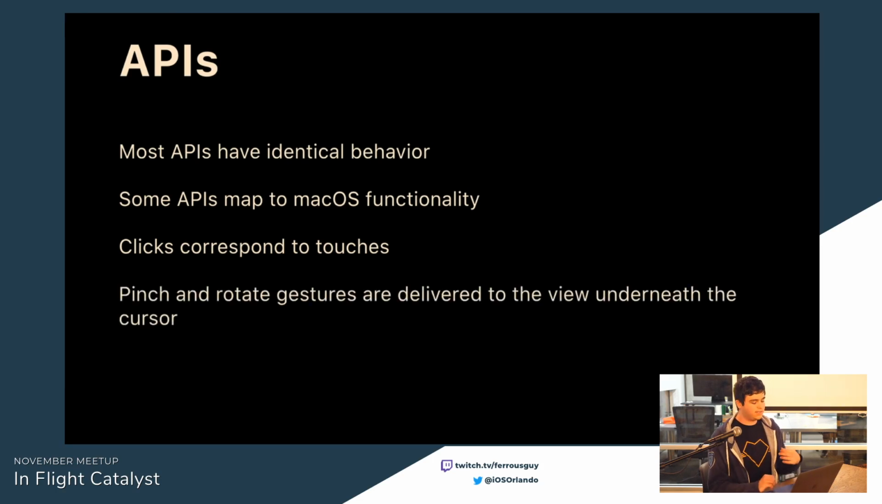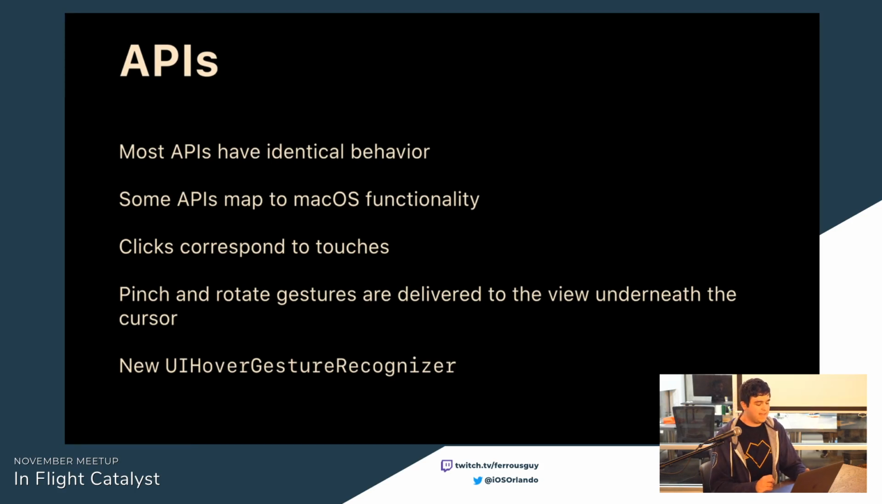And the way that that works is that it'll simulate touches and deliver them to the view that is underneath the cursor. So if you've got multiple gesture recognizers on things, the user gets to choose which thing they're zooming in on or rotating based off of where the cursor is. And there's even a new UI hover gesture recognizer that works just the same as all the other gesture recognizers, but it reacts to the user hovering over something with the mouse cursor.